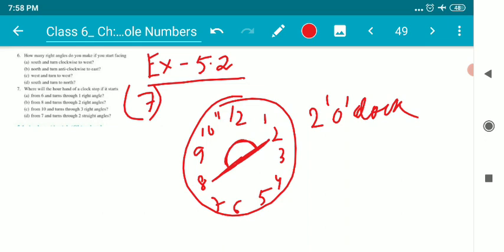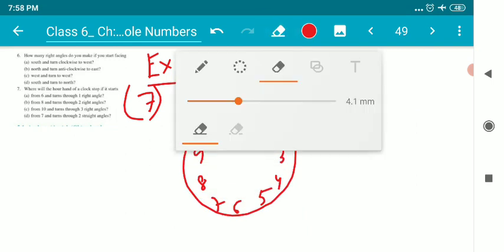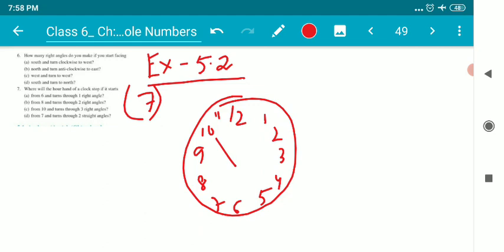From 10, turn 3 right angles. I'm standing at 10. I'll take 3 right angles. So from here till 5 is 2 right angles. And then where will I stand after 3 right angles? So obviously I'll come at 8.